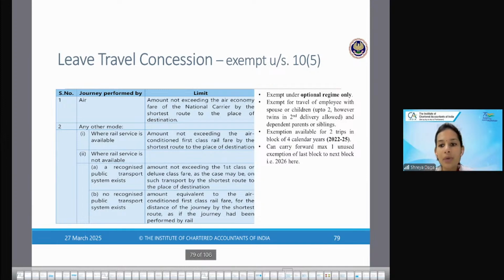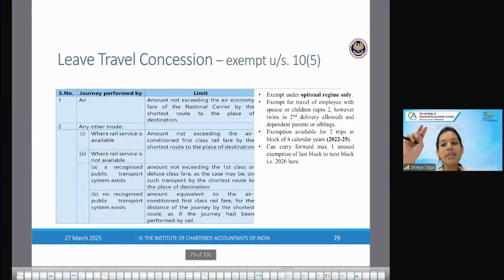How are they helping you? They are giving you some concession, or they are giving you reimbursement of the expense that you are incurring. And when you are going on leave with family, you or family also included. And what is the meaning of family? Family for this purpose means your spouse, your children, up to two children.